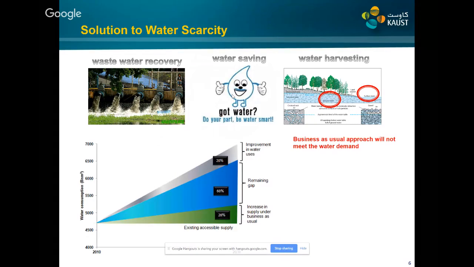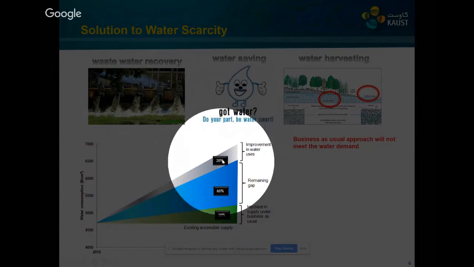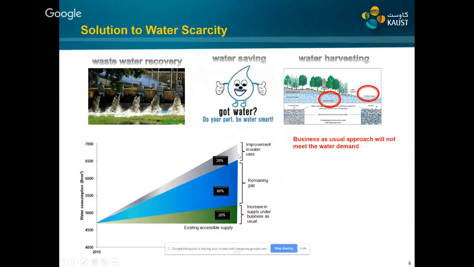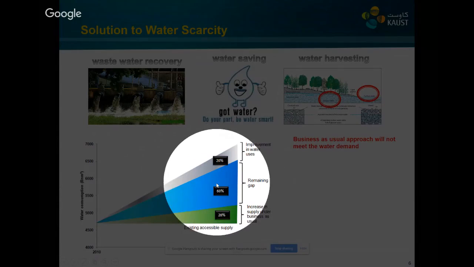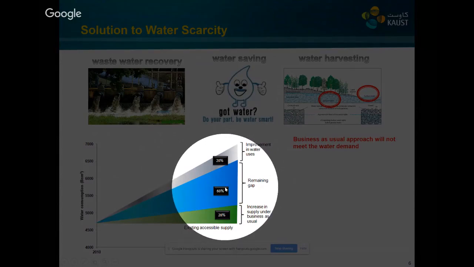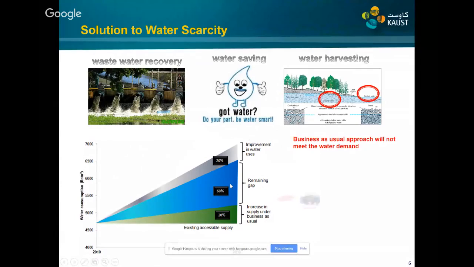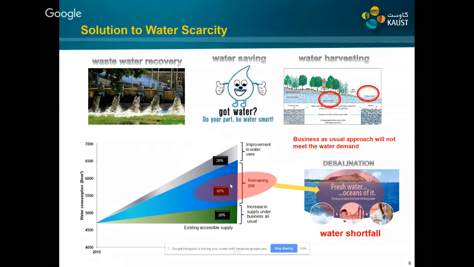But even if we do all these practices, they can only fulfill 40% of the gap that will be there in 2030. So there is still a 60% gap that cannot be fulfilled even if we apply all these practices. The only solution for this 60% gap is seawater desalination. There is no other solution to fulfill the water demand in all the countries in 2030. Only seawater desalination can fill this gap between availability and demand.